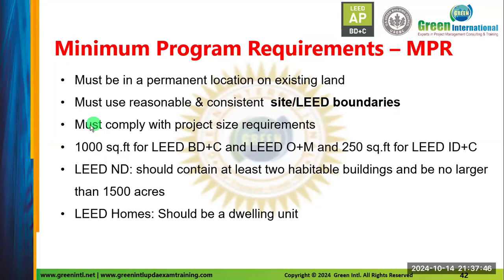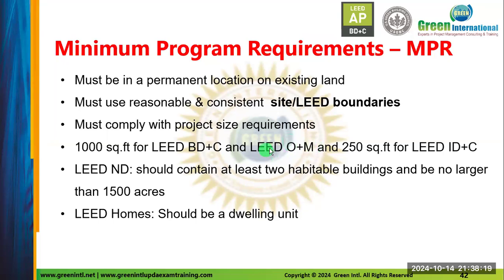And then area requirements. Number 3, 1,000 square foot for LEED BD+C and LEED O+M. Why square foot? Because these are American units, they always use feet. They don't use centimeters or meters. If you want to convert it, it's very simple: foot to square meter, you will find this is around 250 square meters.